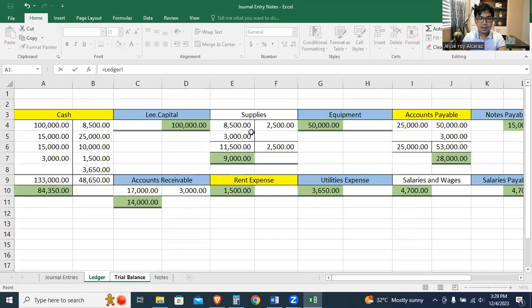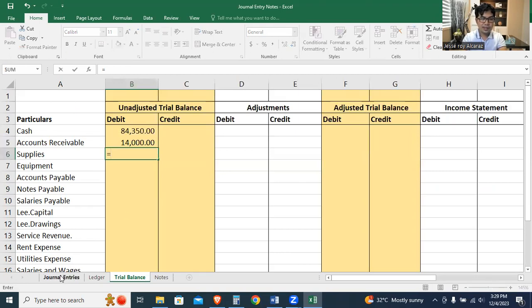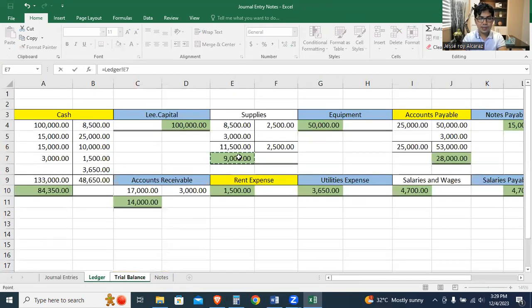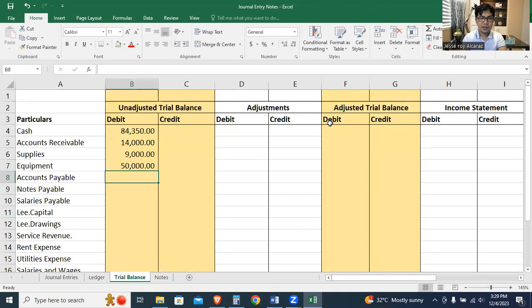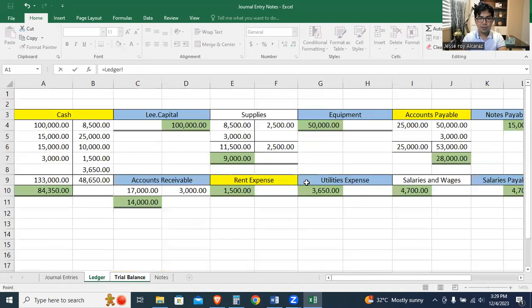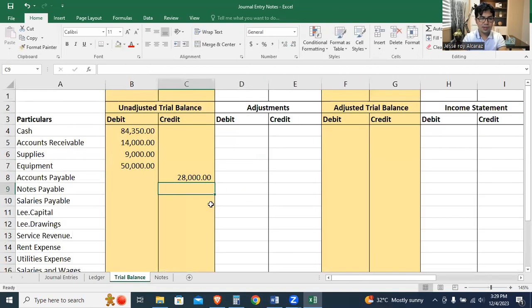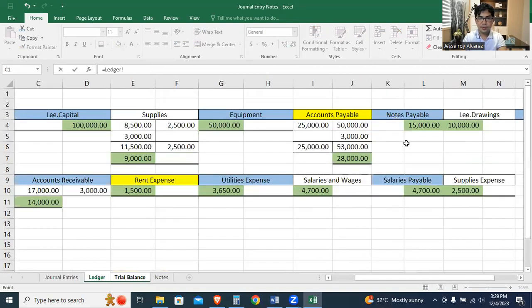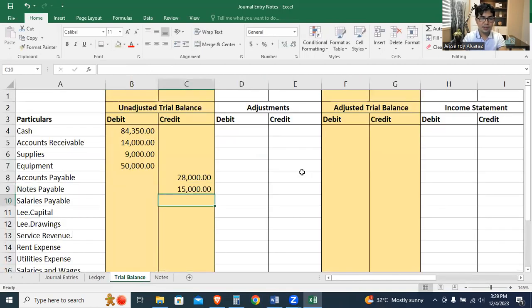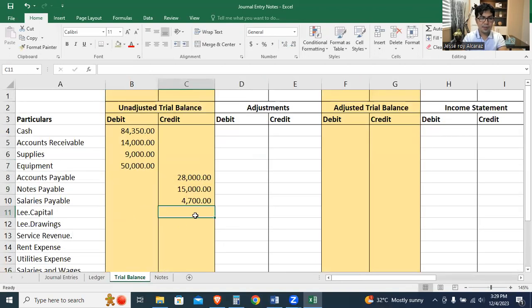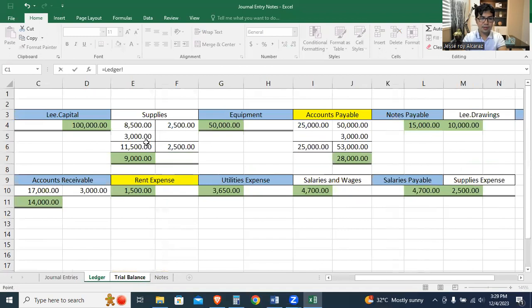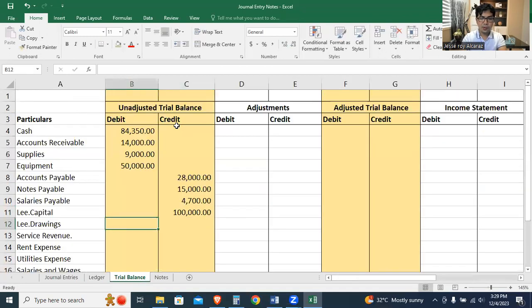So, accounts receivable, that's a debit, 14,000. Then supplies, 9,000. Equipment, we have 50,000. Accounts payable, that's a credit, we have 28,000. Notes payable, 15, credit. Salaries payable, 47, credit. Then capital, that's also a credit. We have here 100,000. Then drawing is a debit.